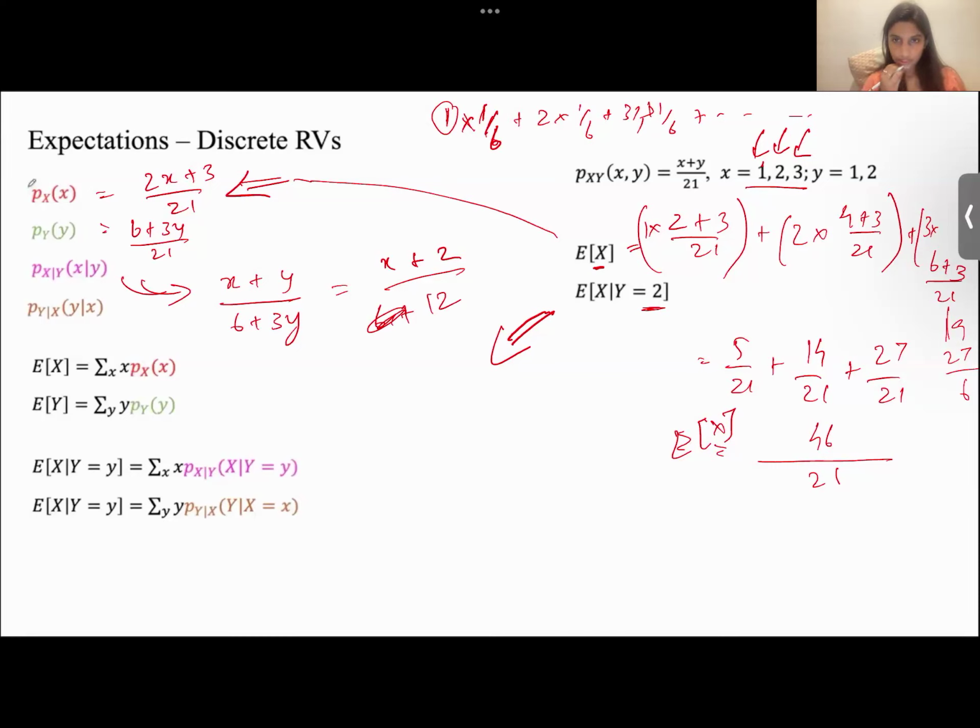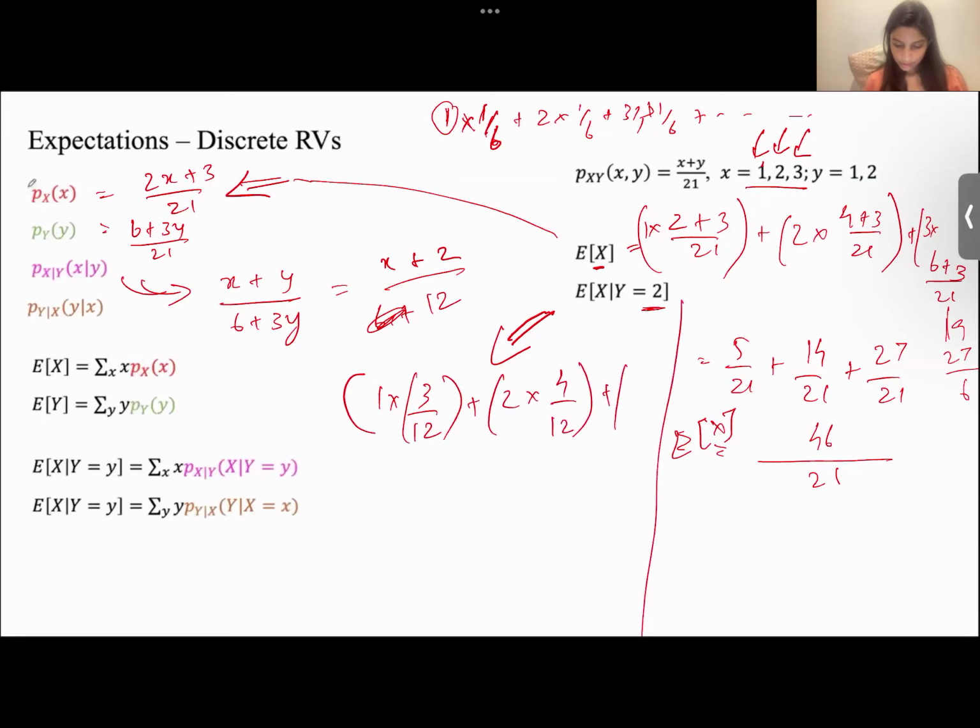Yeah, so what you need to do is just the same thing. So 1 into 2 plus 1, 3, 3 by 12, plus 2 into 2 plus 2, 4 by 12, plus 3 into 3 plus 2, 5 by 12. So if you substitute this, you would get 3 by 12 plus 4 to 8 by 12, 15. So you'd get 26 by 12, which is equal to 13 by 6.